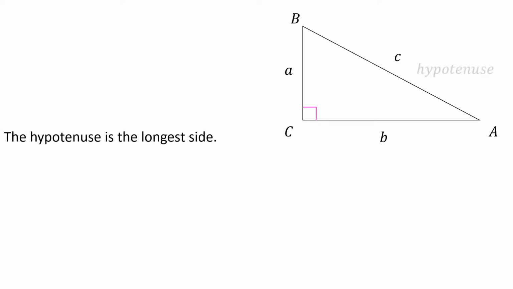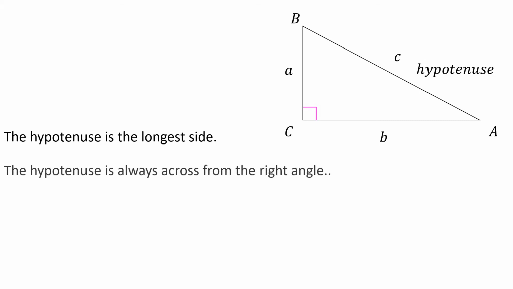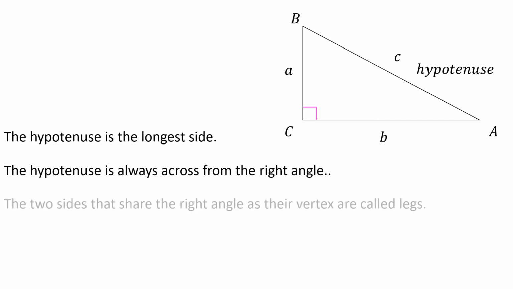Longest side of the bunch is the hypotenuse. Notice that the hypotenuse is going to be across from the right angle, so even if I decide to use some other weird letters, the hypotenuse is still going to be across from the right angle. And then the other two sides we'll call the legs. They share a vertex at the right angle.